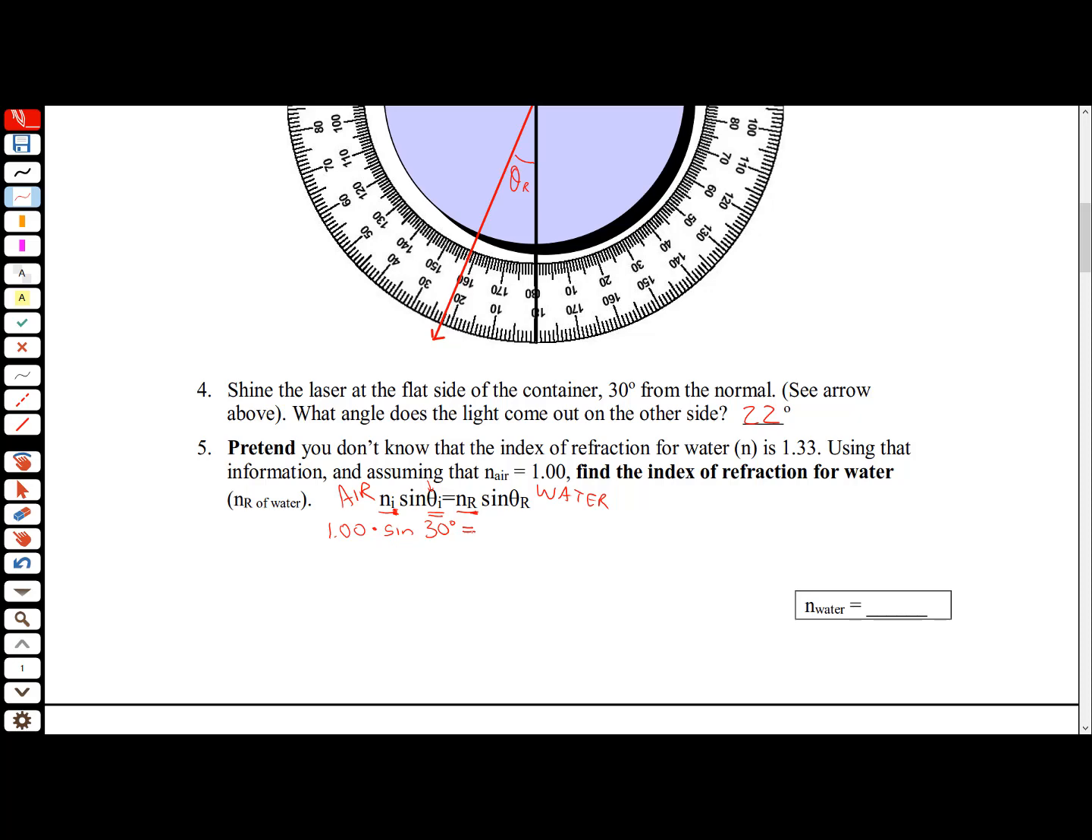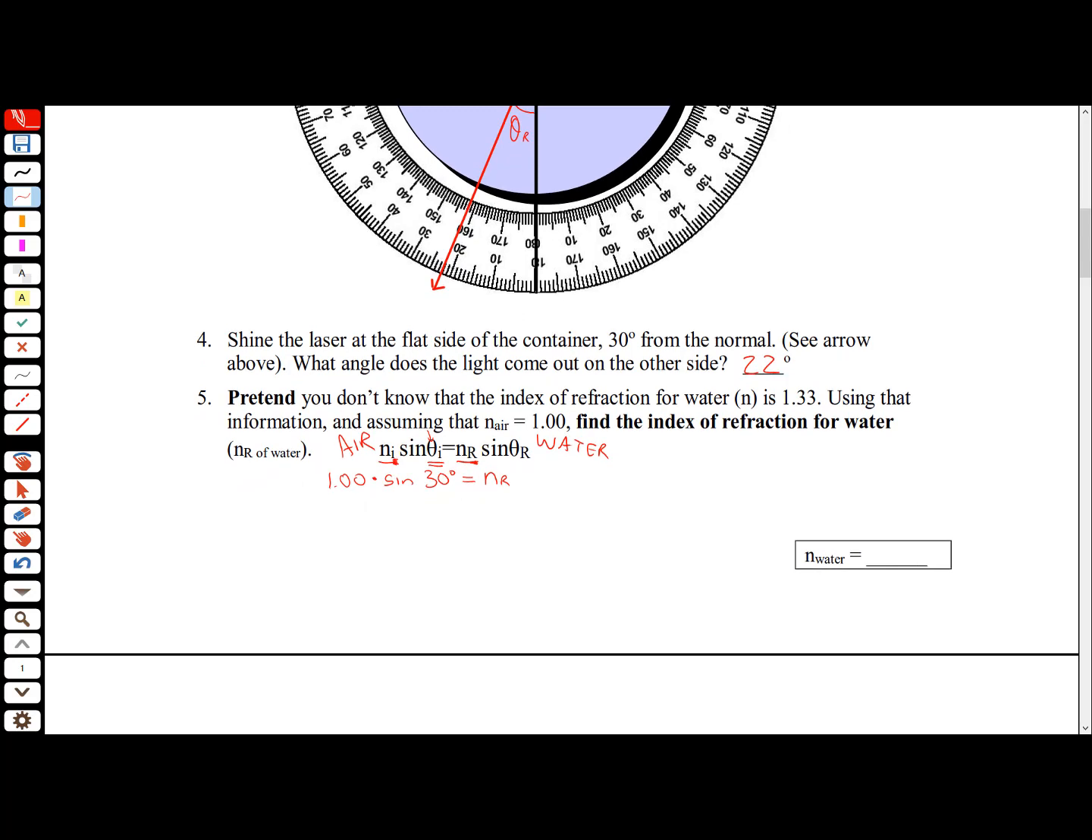And on the other side, the refracted side, we're going to pretend that we don't know that the index of refraction for water is 1.33. So we're going to try to solve for that. We found out that this came at 22 degrees inside the water. It will continue in a straight line after it hits this surface if it hits at 90 degrees. In a previous lesson, we learned that it goes straight through when hitting square to the surface, or on the normal.